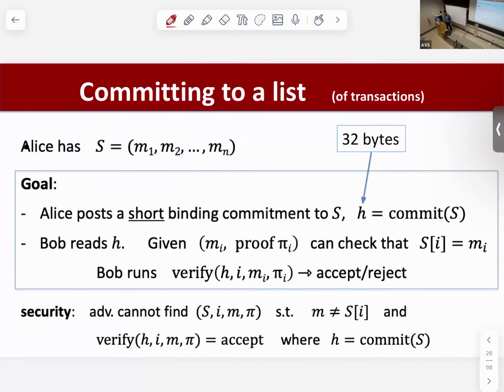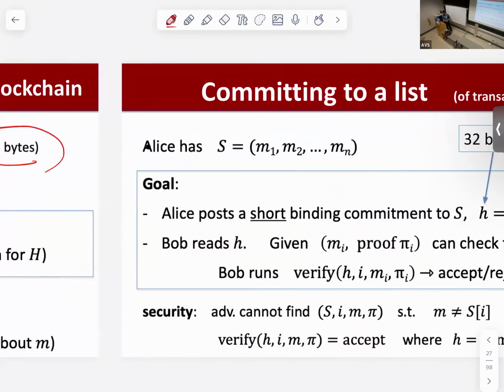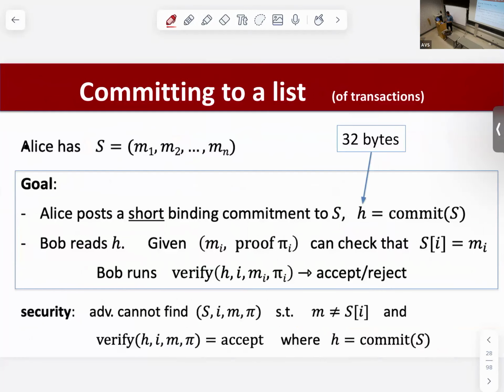Cool. And so this is what we call committing to a blockchain. And then usually we're committing to a list. So think about this as S being a list of multiple messages. What we can do is that instead of sending all these messages, Alice only commits the hash function of the entire list. Similar to what you did for your attestation, right? So you only store one final hash of the entire memory.